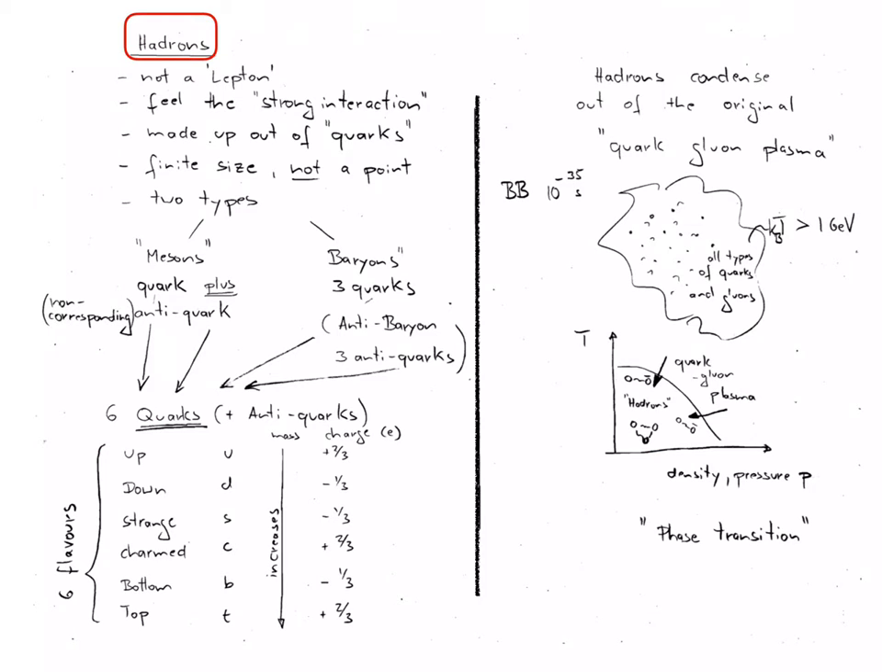The counterpart of the leptons are the hadrons. These are all fundamental particles that are not leptons, and that means they do feel the strong interaction. Hadrons are made up of quarks. They have, in contrast to the leptons, a finite size. They are not point particles. There are 2 types of hadrons: mesons, which consist of 2 quarks, and baryons, which consist of 3 quarks.